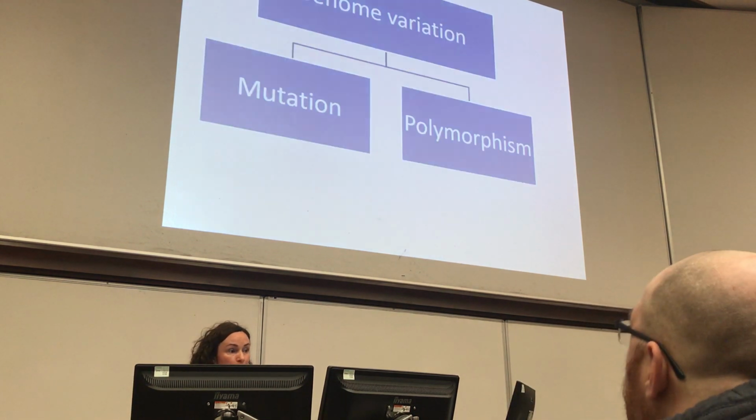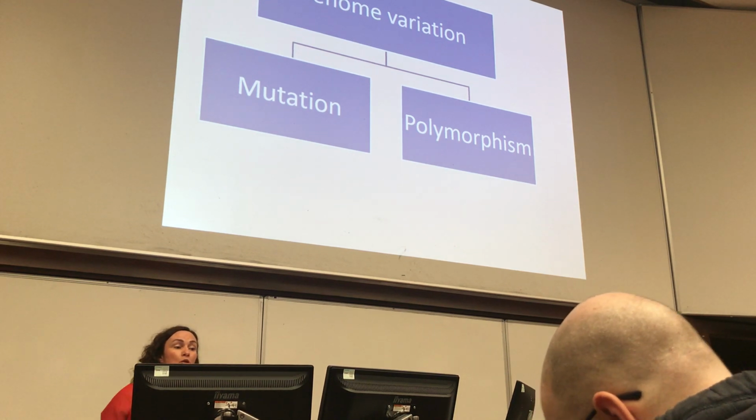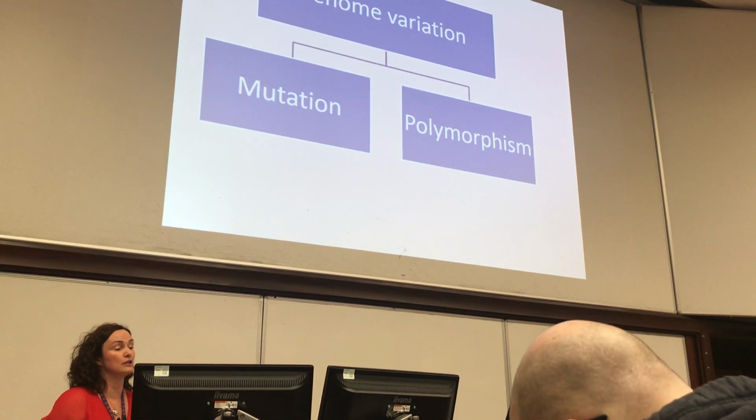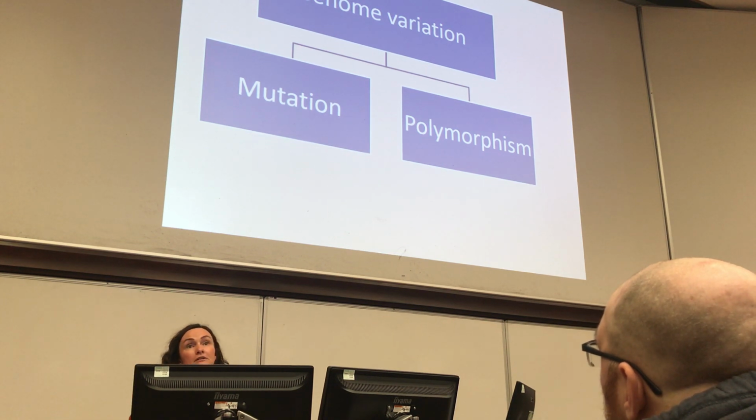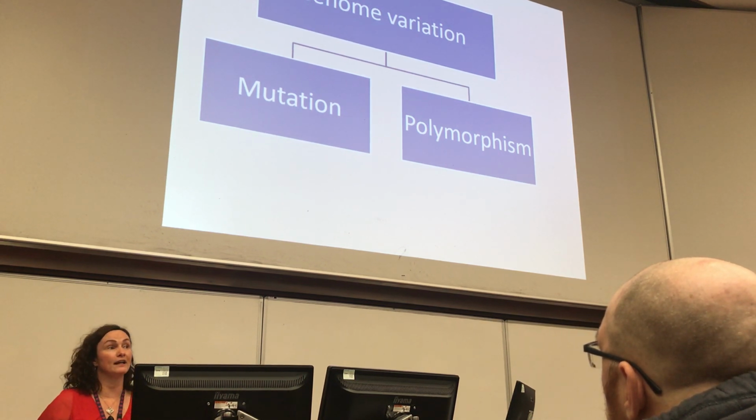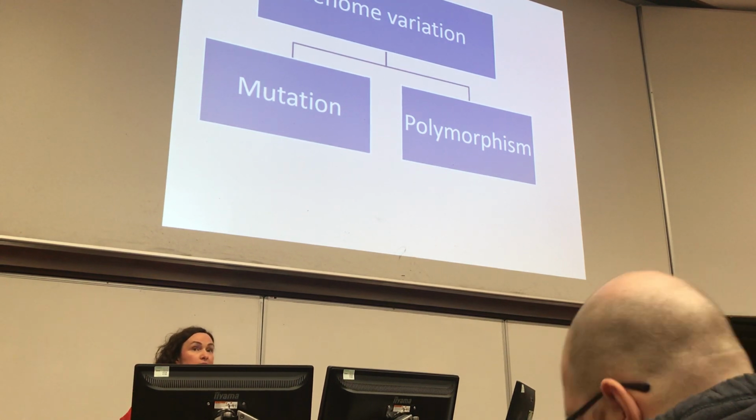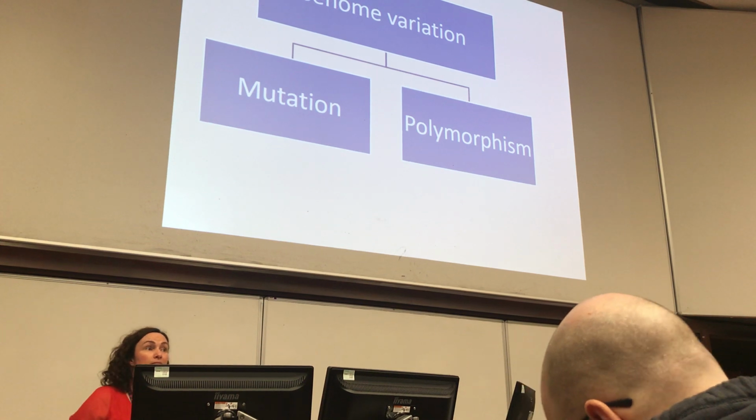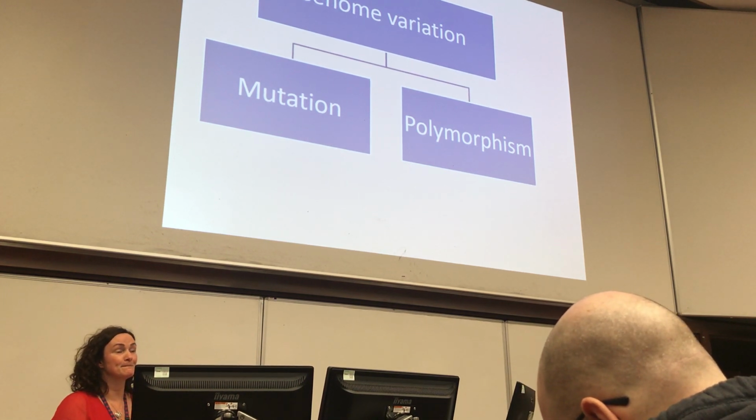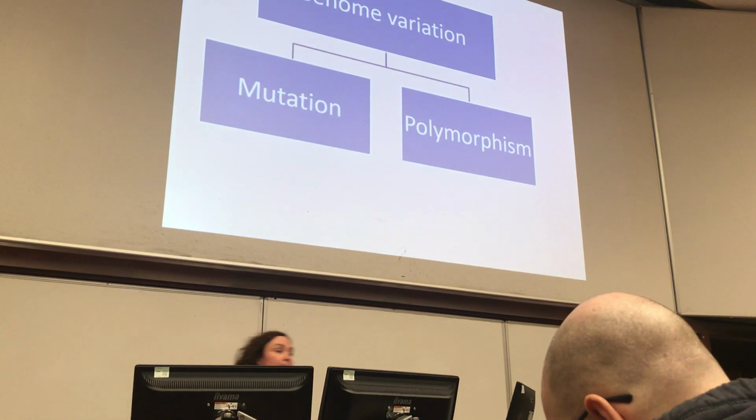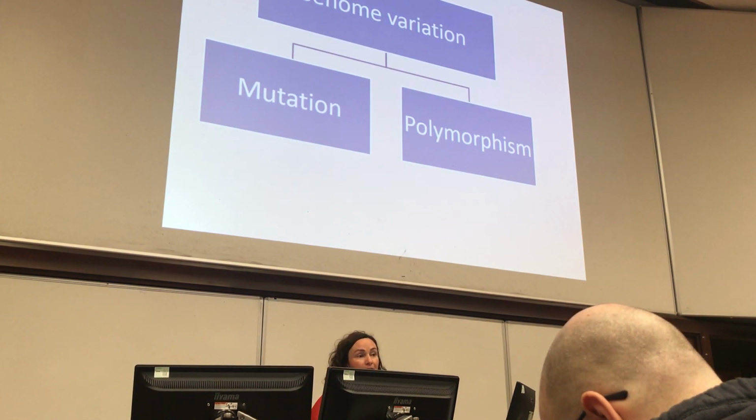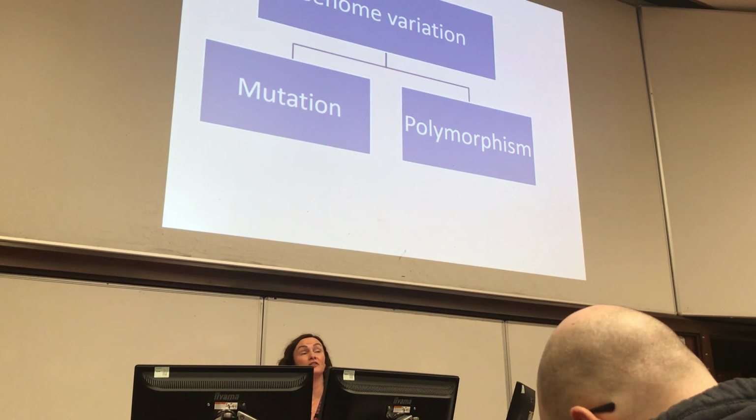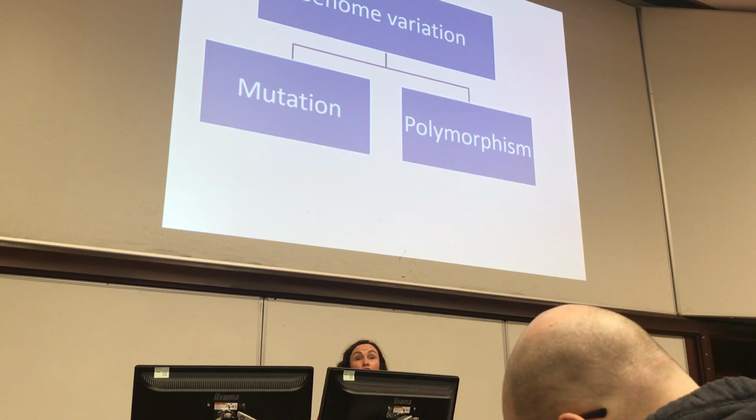So if we've got genome variation and we talk about polymorphisms and we talk about mutations, how do we know if a variation is polymorphic or whether it's perceived as being a mutation? Does anybody know? No? Pardon? How many people have that mutation? Yes, exactly. It's the frequency of which these variations occur.